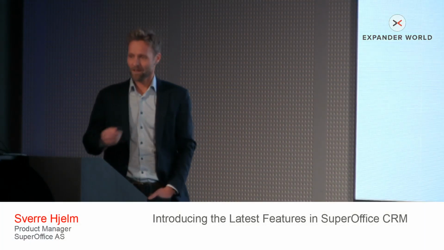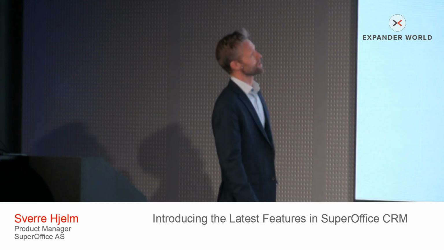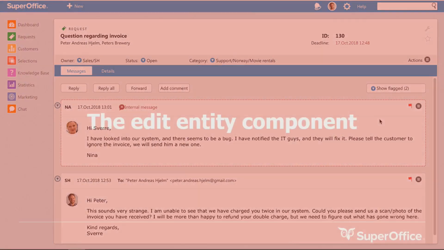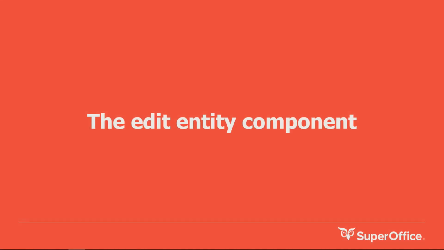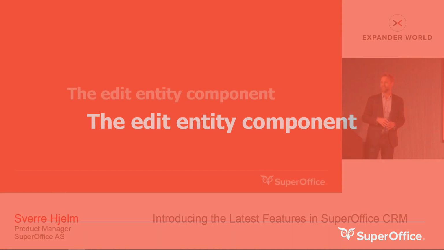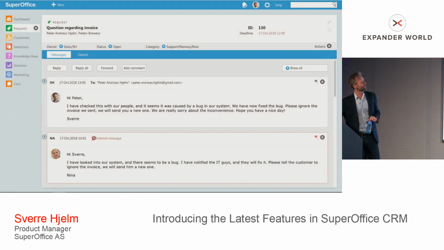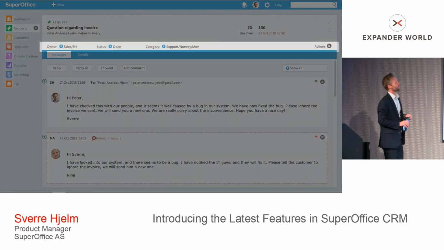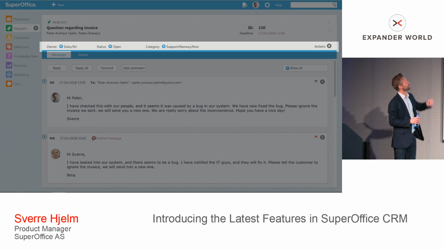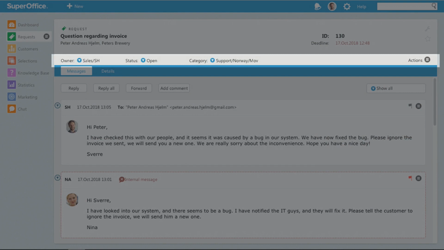So, a small feature that I think will help users in their everyday use. Does anyone know what the edit entity component is in our user interface? I see the nodding heads. So the edit entity component is this guy, right? It's the one that got introduced in version 8, which allows you to quickly edit a few favorite properties of the entity you're looking at, as well as it contains the menu there.